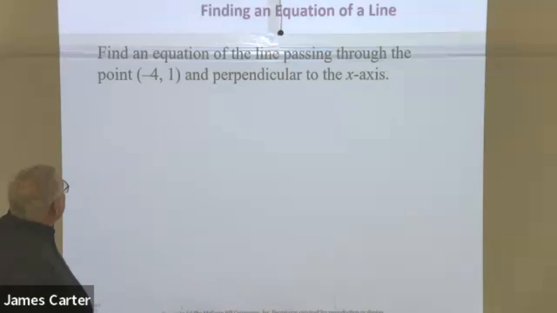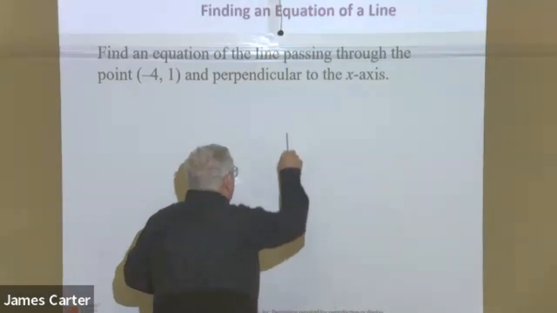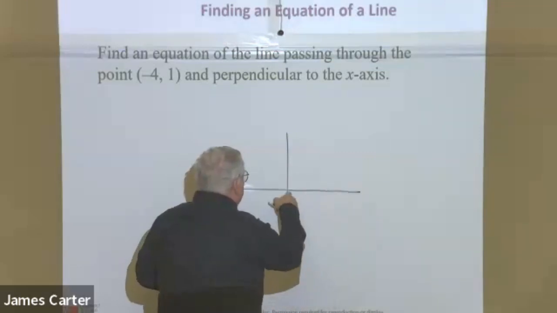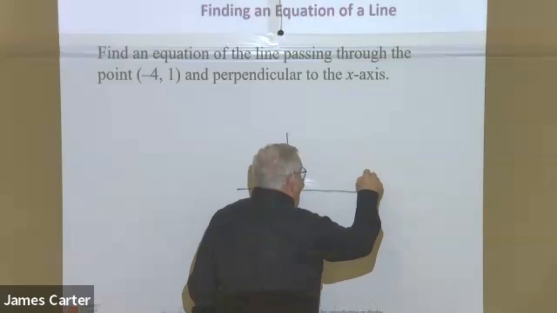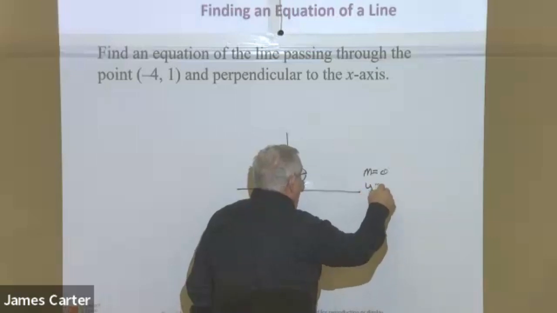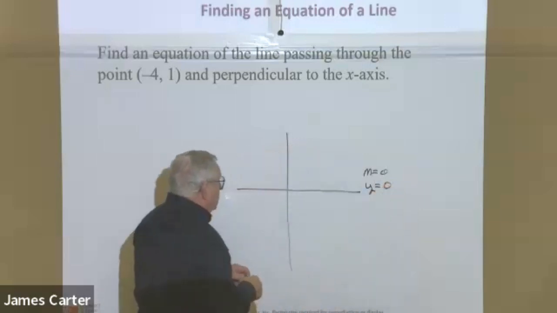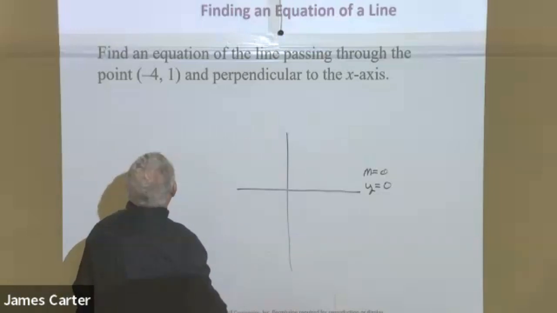Okay, let's do another one. Perpendicular to the x-axis. Well, what is the slope of the x-axis? Well, it's basically a horizontal line, so the answer is m equals 0, and the equation of the line is y equals 0. Okay, so that's information about the x-axis.